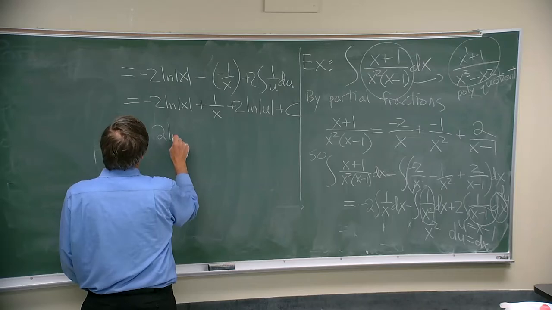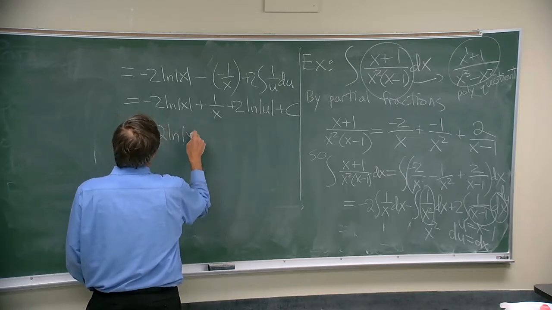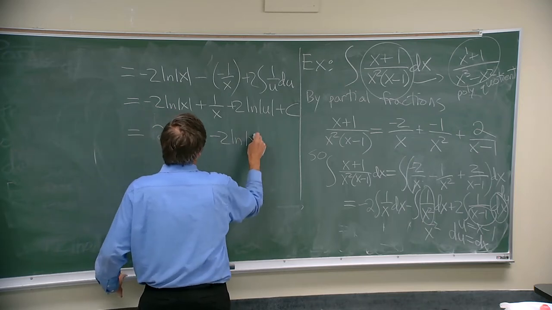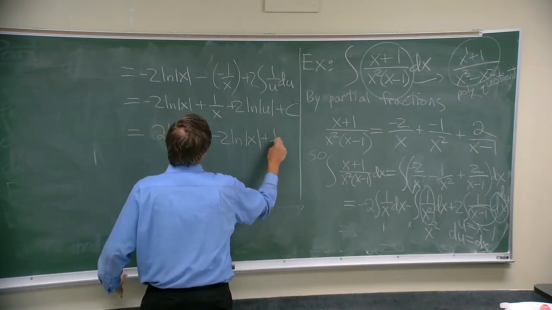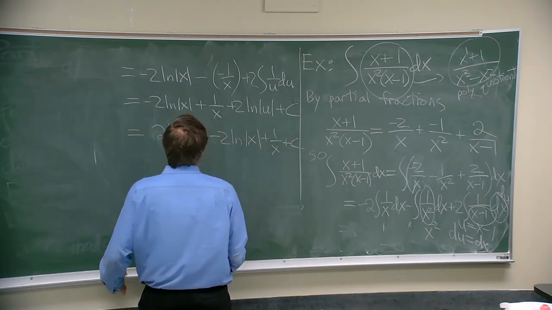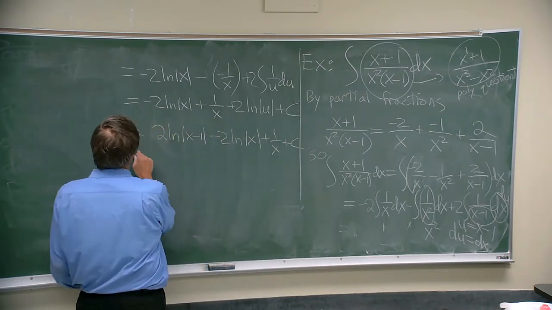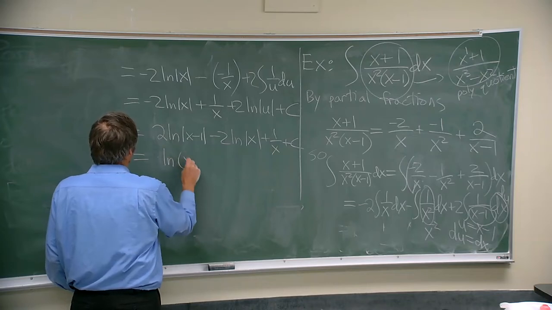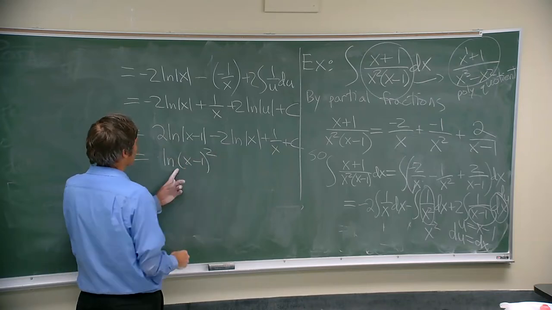I prefer to put these in the other order. Let's rewrite this as twice ln of x minus 1, minus twice ln of x plus 1 over x, plus c. Let's write it in this order.